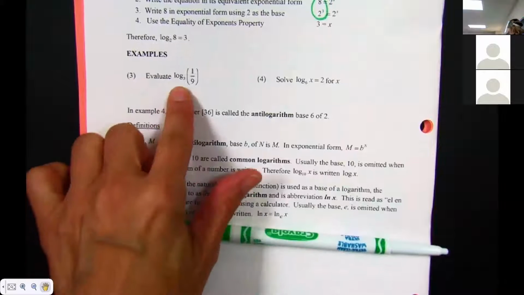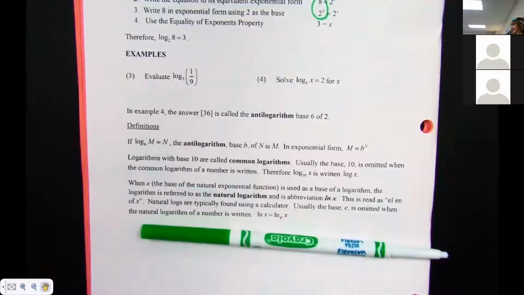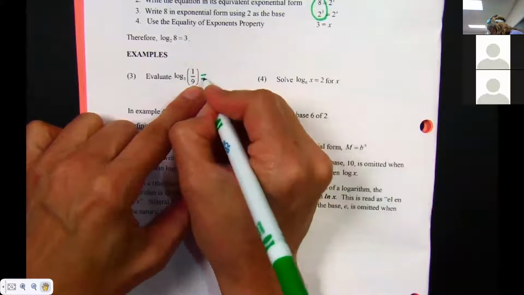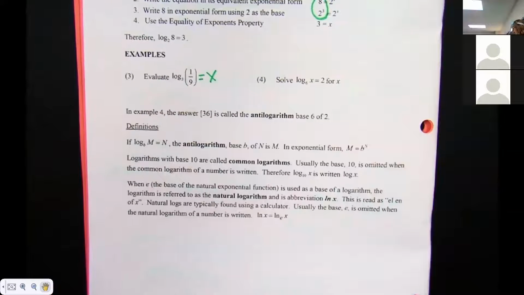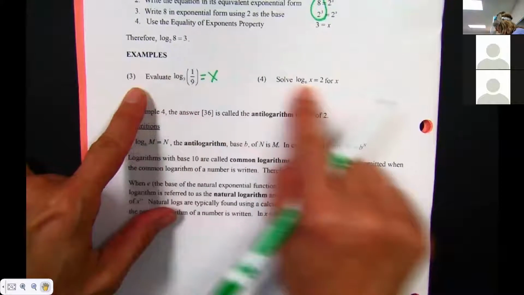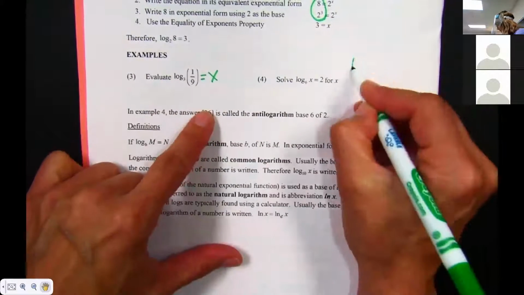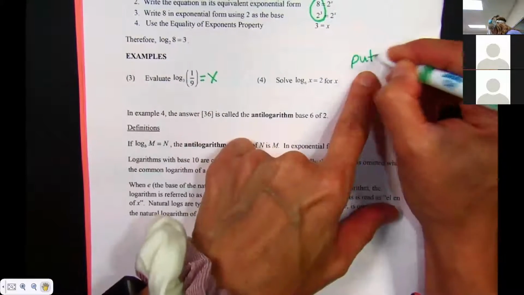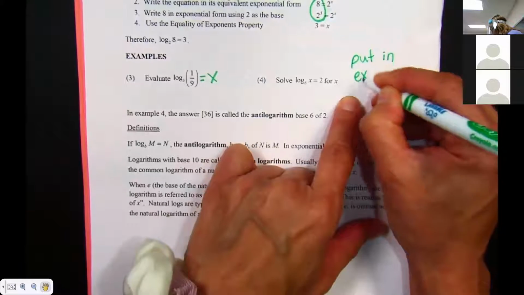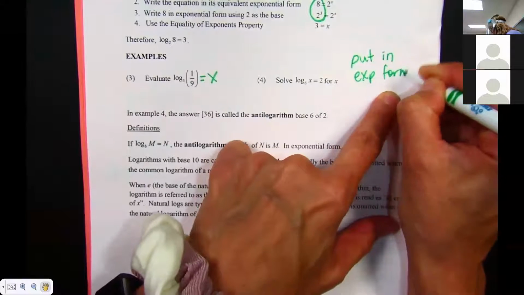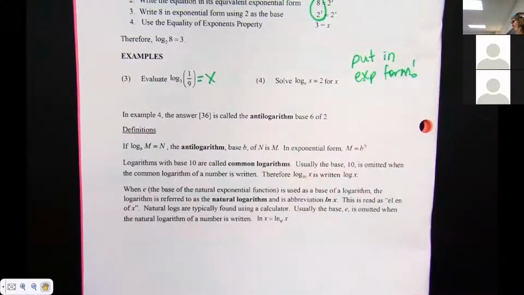Guys, on these logs, I always draw equal signs and I make them equal to x because it's just easier to solve. So where it says evaluate this log, I know that I'm finding the exponent. So I'm going to go ahead and write equals x because it's easier. I get through them faster. So in order for me to solve these, you got to put it in exponential form. And then just do the same stuff you guys did last week.